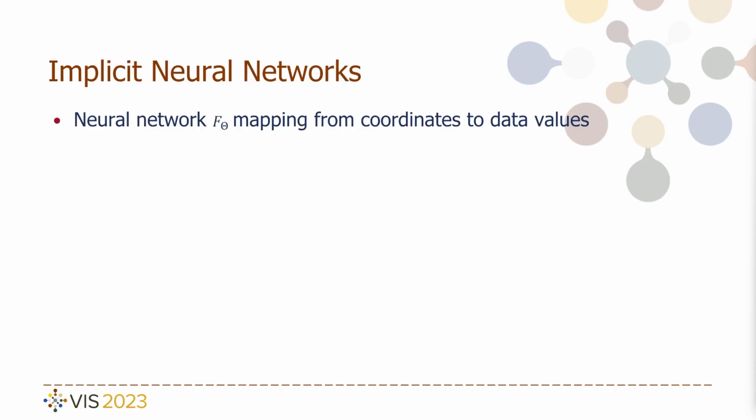Our solution leverages the capabilities of neural networks, specifically implicit neural networks, to address these challenges. An implicit neural network approximates a given volumetric field by mapping 3D coordinates to data values. We train this network using coordinate value pairs sampled from the original volumetric field. The trained network weights then serve as our compressed representation, allowing for direct data access through inferencing.